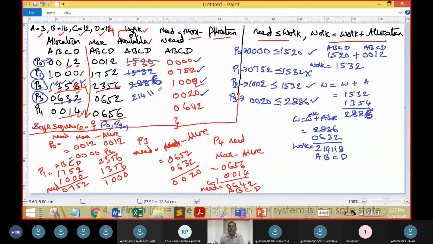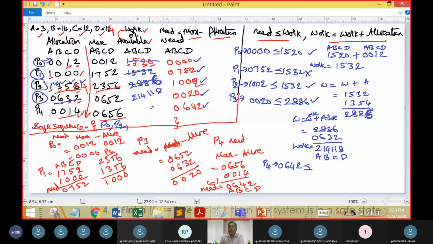Okay, after P3 is done, now let us compute the value for P4. What is P4's need? P4's need was 0642, whether this is less than or equal to work. So now P0 is done, P2 is done, then we have just now completed P3. So we are putting P0, P2, P3 in the same sequence. Now we are processing P4 here.